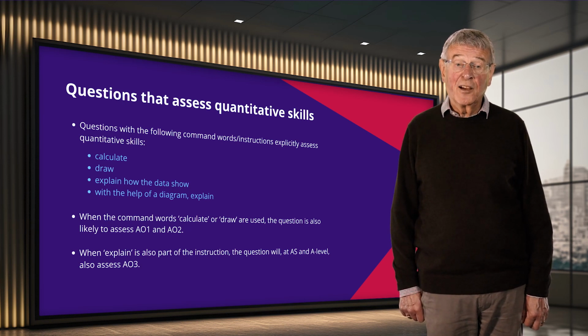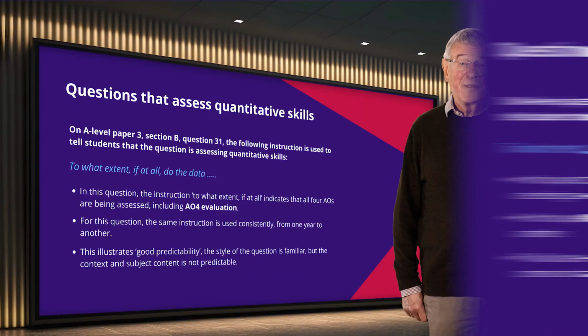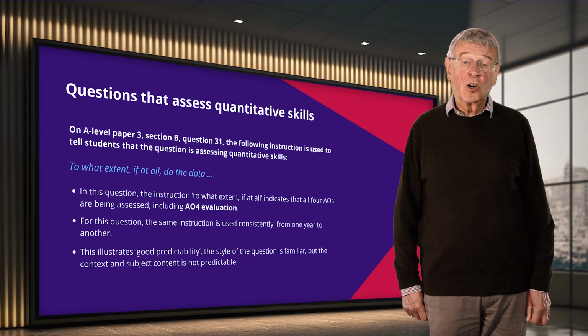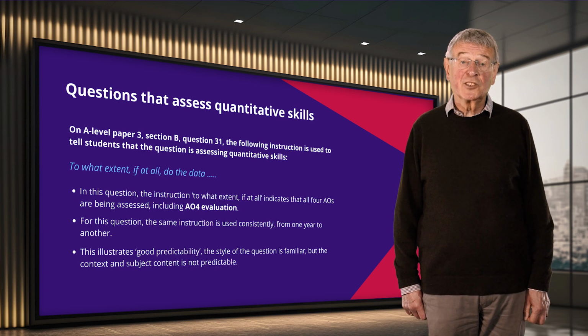When explain is also part of the instruction, the question at AS and A level will also assess AO3. On the A level Paper 3, Section B, the investigation, question 31 consistently uses the following instruction: to what extent, if at all, do the data? And then it depends on the nature of the data and the context for the particular question.